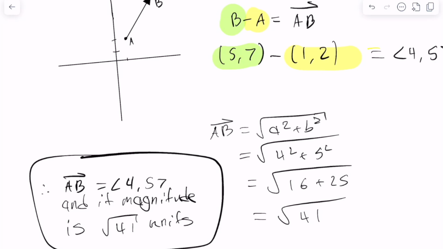So the big idea I want you guys to take away is that vectors are really just movements with direction. Once you understand that, the formulas start to make a lot more sense.